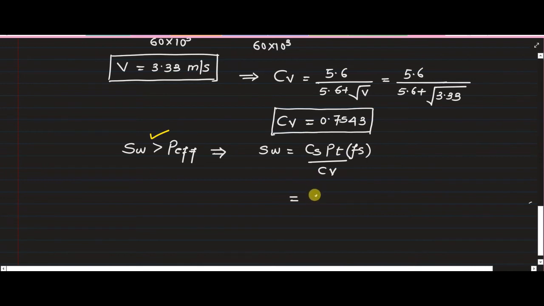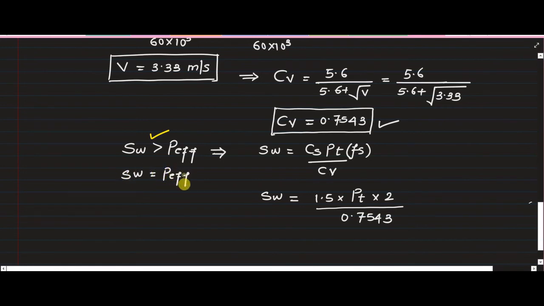PT, the tangential load, is not yet known to us because power is not known, that's why torque is not known, that's why the tangential force is not known. Factor of safety is known to us, it is 2. Then the value of CV, we just calculated, is 0.7543. Sorry, I forgot to write one thing here. To balance this, SW should be equal to P effective into factor of safety, and then it translates to this equation.